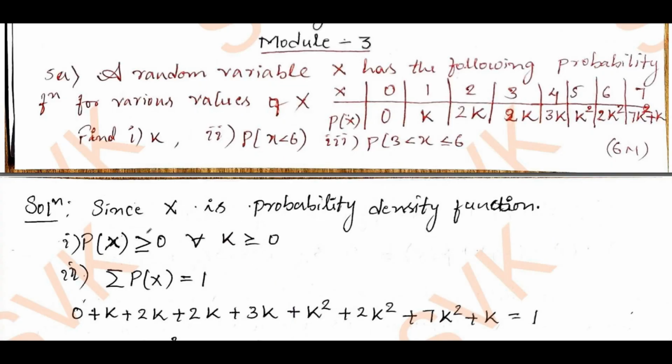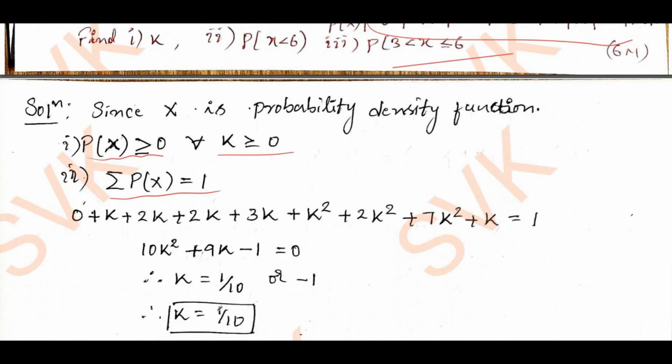Since x is a probability density function, we know the definition. Probability of x is greater than or equal to 0 for all x, and the summation of the probabilities of all events is equal to 1. So adding all the values of p of x and finding out the value of k, we are going to get the value of k as 1 by 10. Adding all these values, we get a quadratic equation. From that quadratic equation, we get two roots, and we need to consider the positive value. For that reason, we have considered the k value as 1 by 10.